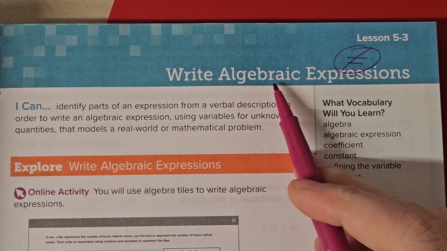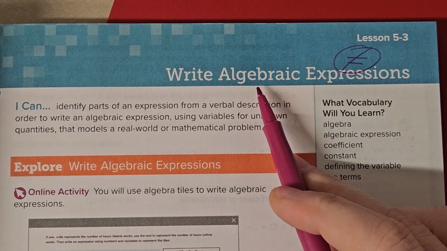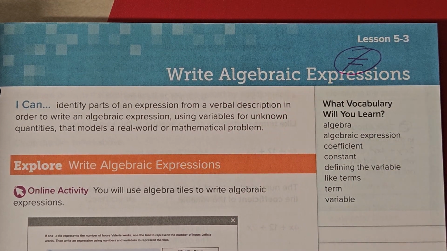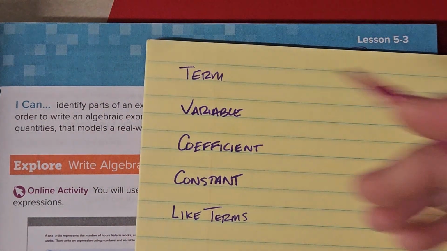Yesterday we worked on numerical expressions and using our order of operations. Today we'll use the order of operations, but we'll have some algebraic expressions. We're going to have to go through all the pieces that can be in an algebraic expression. First one you have is a term.